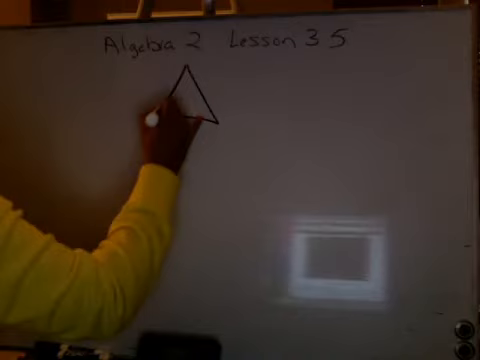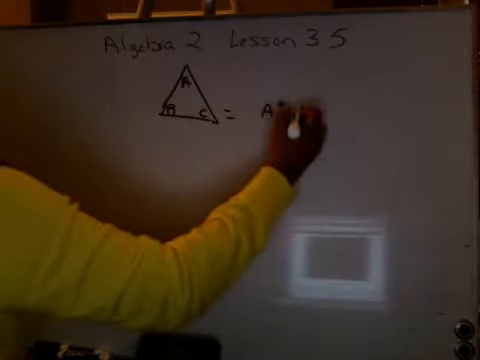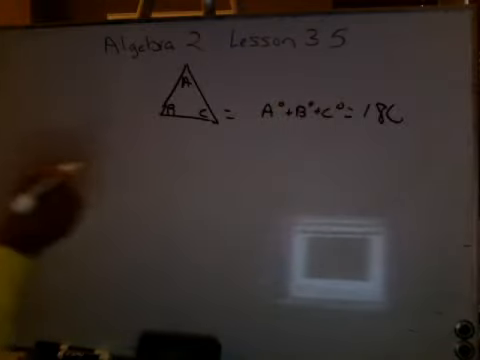Okay, we're doing Algebra 2, Lesson 35. And in this lesson, we're going to be talking about angles of a polygon. So we know right off the bat, if I have a triangle, angle A, B, C, the angles are going to equal 180 degrees.